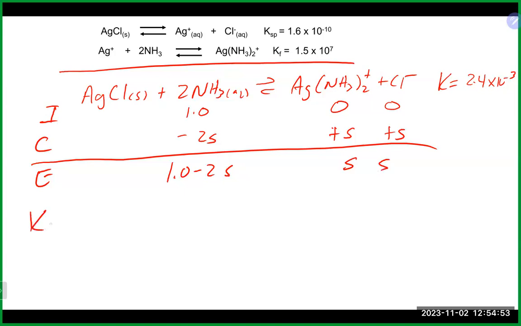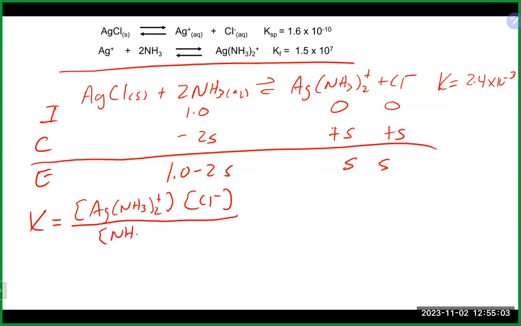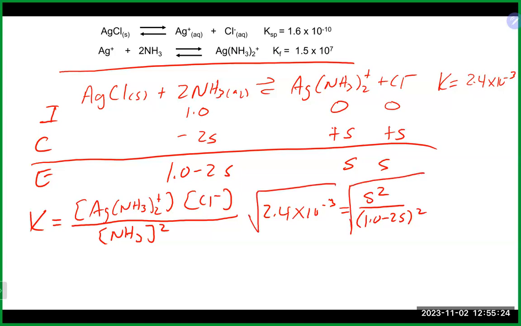This will go into our K expression of our products over our reactants, and we do need to square the ammonia because of the coefficient. So I'm going to put that in. That's going to give us 2.4 times 10 to the minus 3 is equal to s squared divided by (1.0 minus 2s) squared. I could solve that by doing what? Yeah, a big old square root. Seems like a good move. Since we're getting to the end, I think it's a really good move. We're going to square root it there.